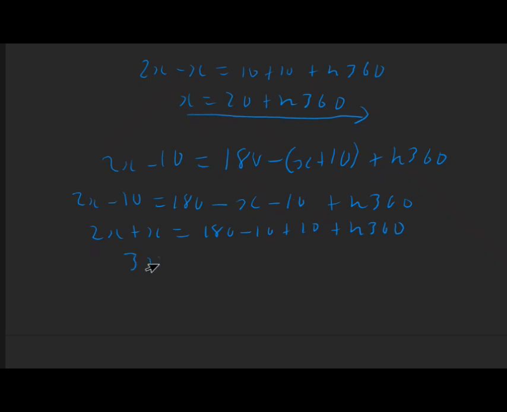So I've got 3x is equal to 180 plus k 360. And then if I divide all sides by 3, I'm going to have x is equal to 60 plus k 120. So there we have it. K is an element of integers. So this is the second one. So there we have it. So now let's go to level 2.